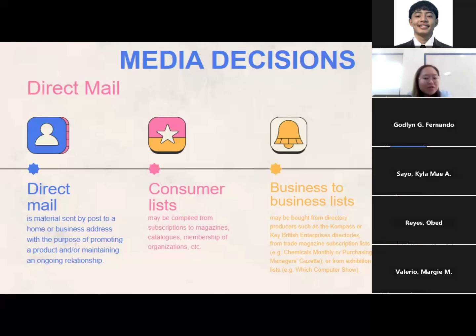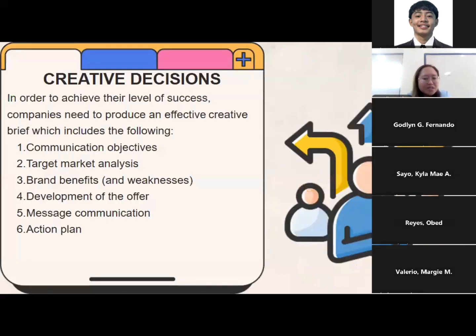So let's talk about creative decisions. In direct marketing, when we speak of creative decisions, it focuses on making sure that the campaign effectively encourages immediate sales. So to achieve this, companies need to clearly communicate benefits to the target audience. Like you should have your communication objective. First, you must define what the campaign aims to achieve, such as increasing sales, generating leads, or retaining customers.